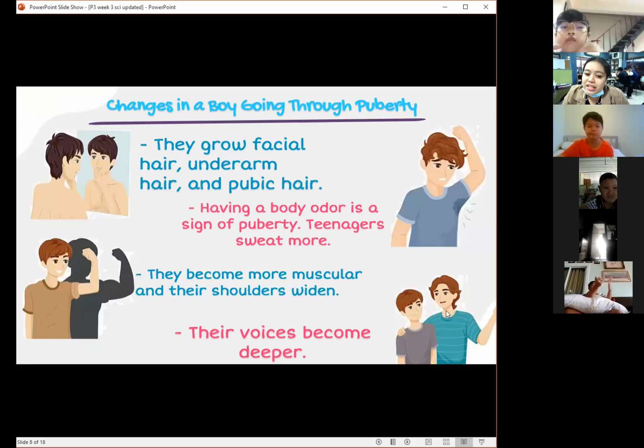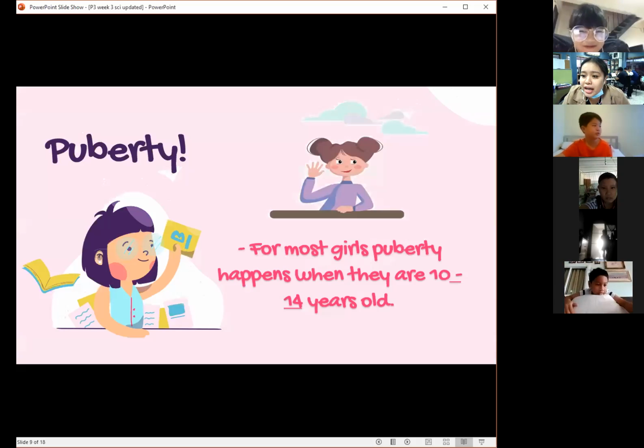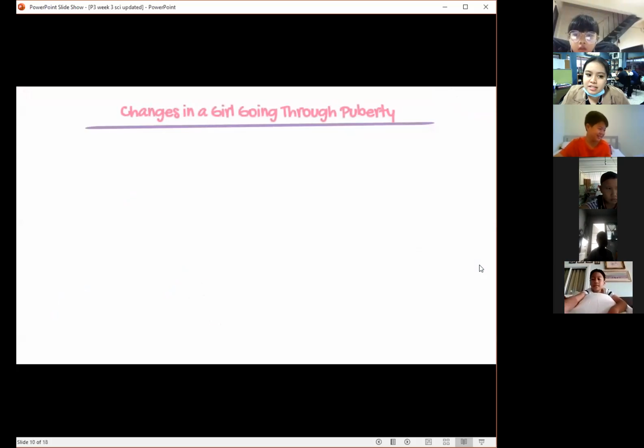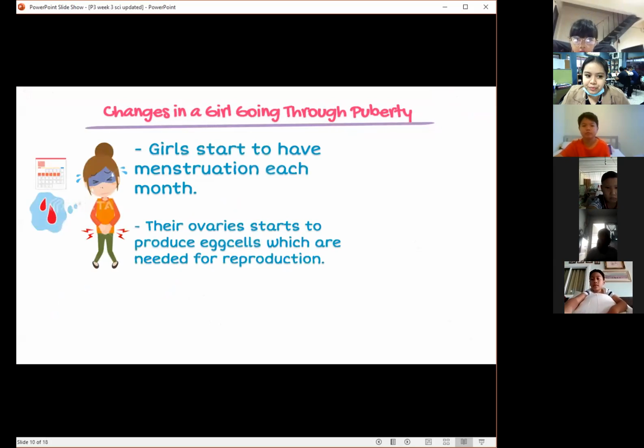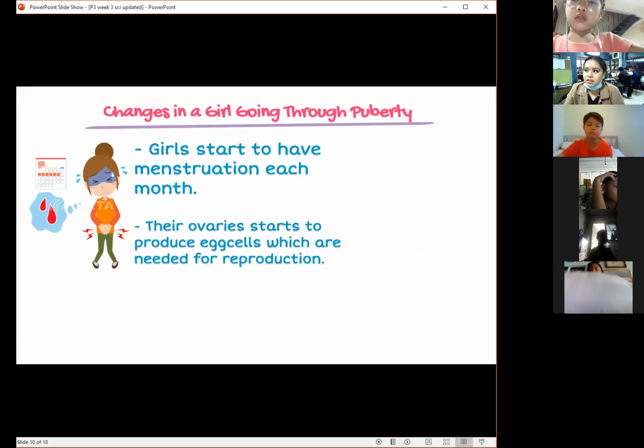For most girls, puberty happens when they are 10 to 14 years old. For boys earlier, it's 12 to 16, right? Now for girls, it's 10 to 14 years old. Now, what are the changes in a girl going through puberty? First, girls start to have menstruation each month.